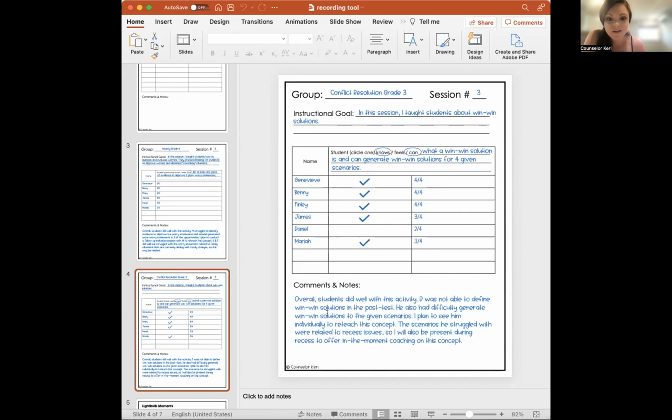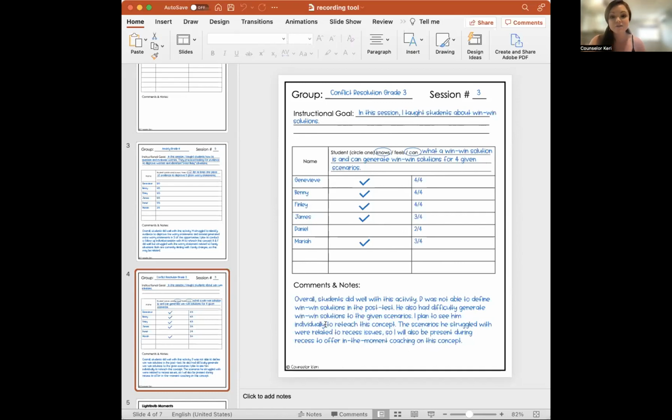D was not able to define win-win solutions in the post-test. He also had difficulty generating win-win solutions to the given scenarios. I plan to see him individually to reteach the concept. The scenarios he struggled with were related to recess issues. So I will also be present during recess to offer in-the-moment coaching on this concept.